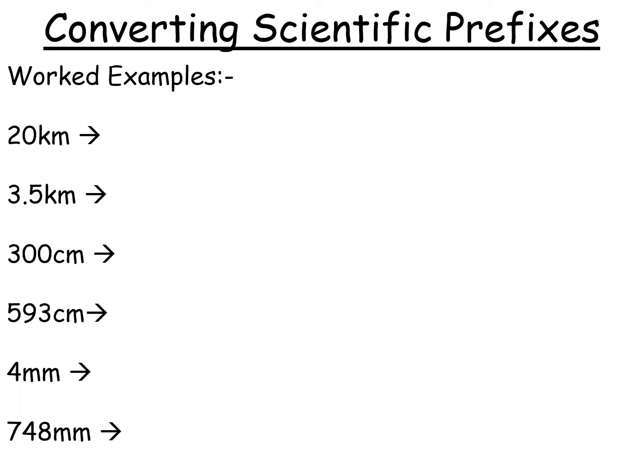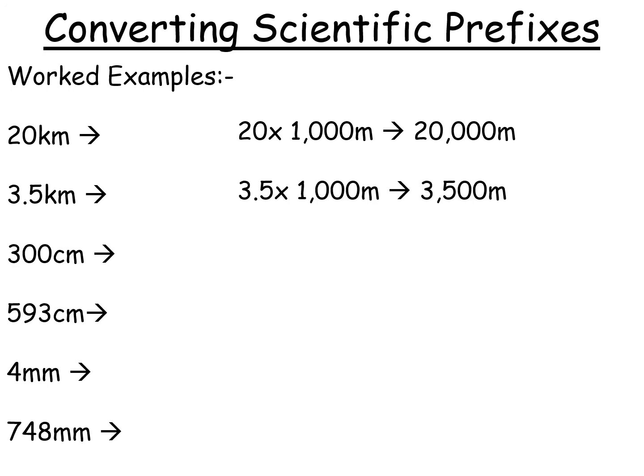So finally, just to take you through those again. 20 kilometers. You can try these yourselves first and then check the answers. That's what I'd be getting you to do in class. I'm just going to talk you through them just now. Okay. 20 kilometers is the same as 20 times 1,000. So it's 20,000 meters. 3.5 kilometers, same as 3.5 times 1,000.